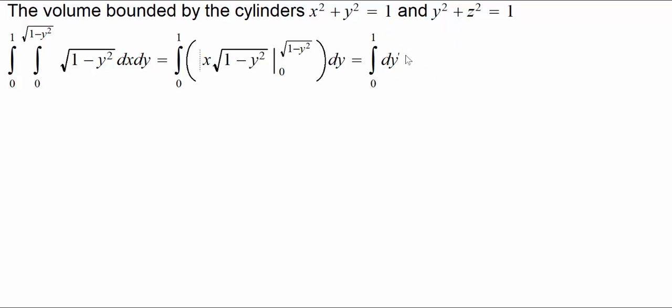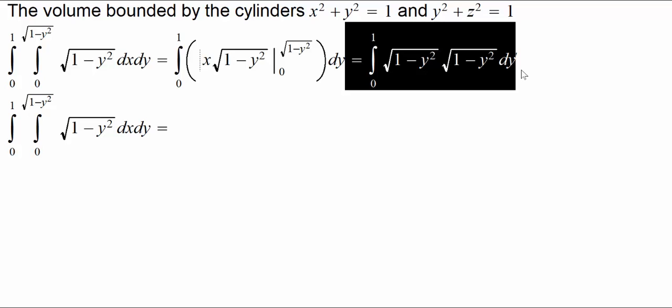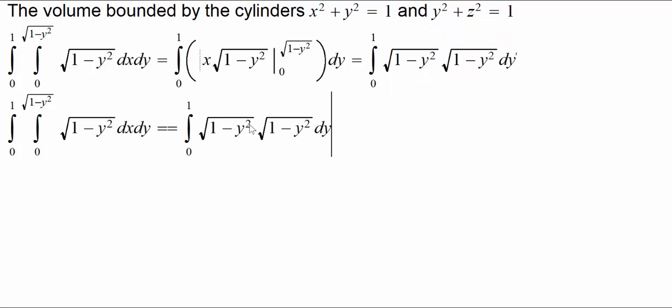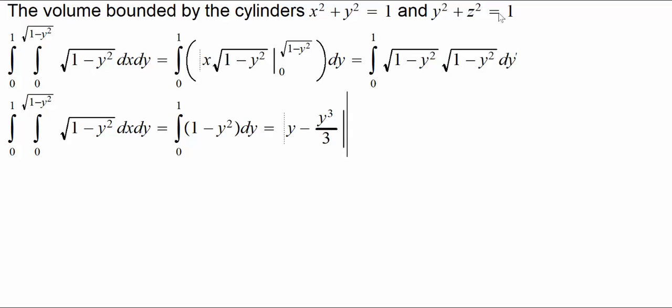Which is simply how much? We simply have this value, okay? And when we multiply two of these together, the square root goes away, all right? So we have simply 1 minus y squared here, okay? And let's get rid of this thing here. So the final answer is y minus y cubed over 3, and then with the upper limit 1 and the lower 0, it's simply 1 minus 1 over 3, that is 2 over 3.